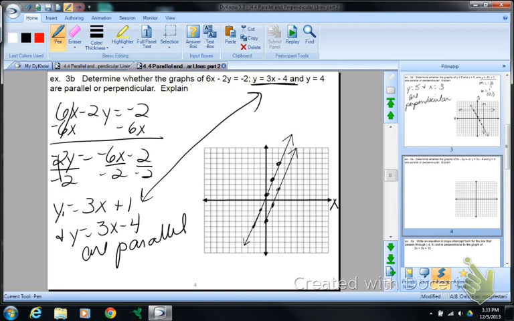What about y equals 4? That is a horizontal line at 4. Is this line parallel or perpendicular to anything? Nope. They're just intersecting.